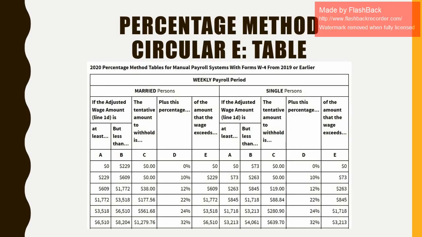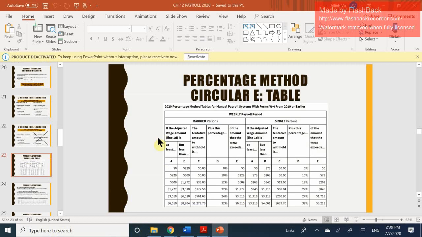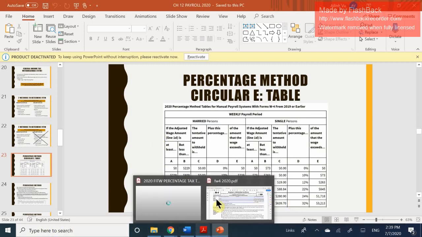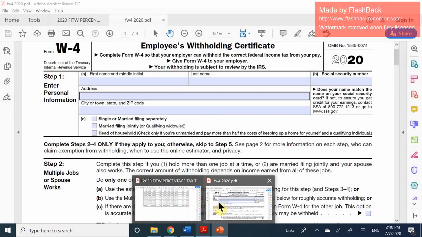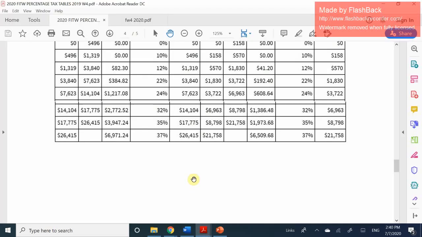So again, this is what the Circular E table looks like for the percentage method. It's going to look just like this. It's going to be based on your pay period, your marital status, and how much you've earned, what your actual gross income is right now after all of your deductions have been taken out. So again, I will show you this. You can find this form on irs.gov, slash Publication 15. Make sure it's Publication 15.